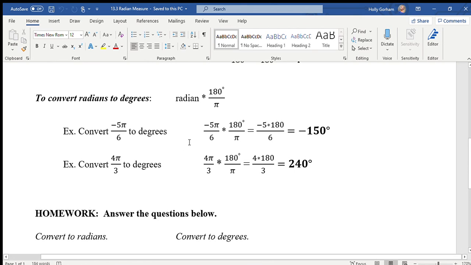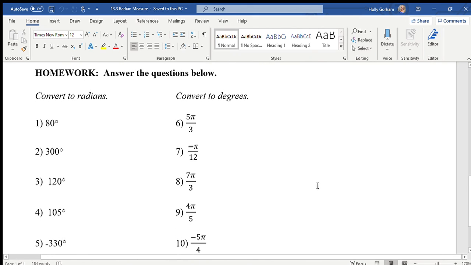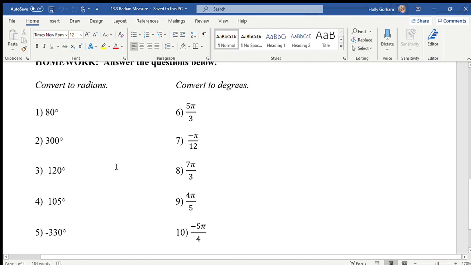Just a quick word about radians. Radians can be expressed in terms of pi, which is typically how we're going to do it, or you can multiply it out to a decimal, and we'll talk about that next year. So in your homework, you're going to answer these questions. This is your homework here. You're going to convert the first 5 to radians and convert the second 5 to degrees.